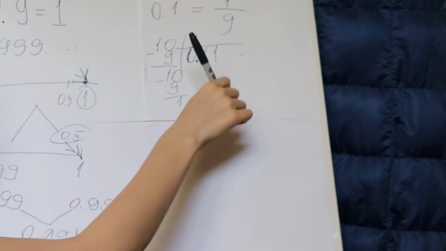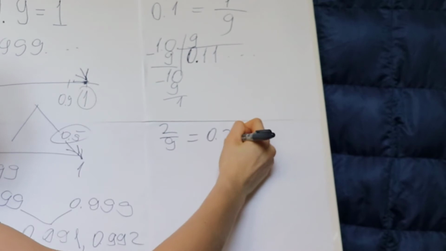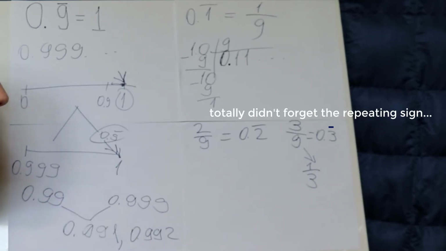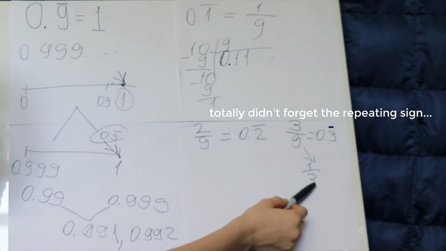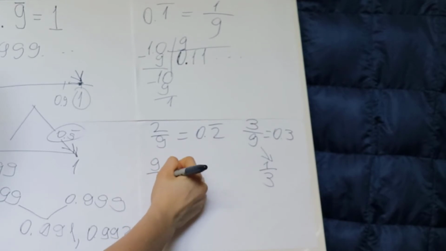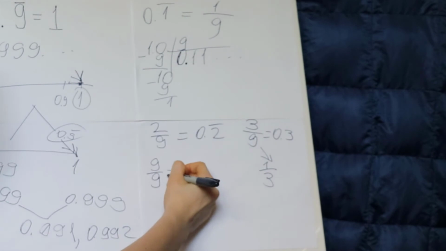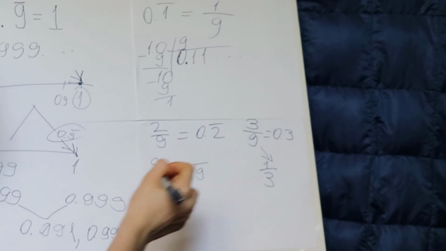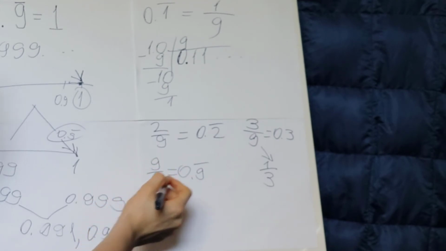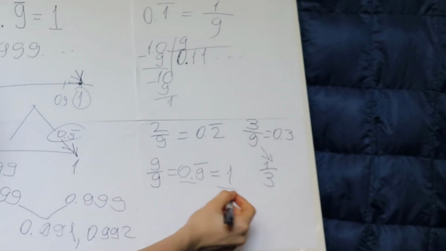Well, by the same logic, 2 over 9 is equal to 0.2 repeating. If you don't believe me, you can check it yourself. And the same works for 4, 5, 6, 7, and 8. But what about 9? When we get to 9, we just get 9 over 9, right? And by this logic, it would equal 0.9 repeating. We also know that when you divide one number by itself, you get 1. So these must be equal.